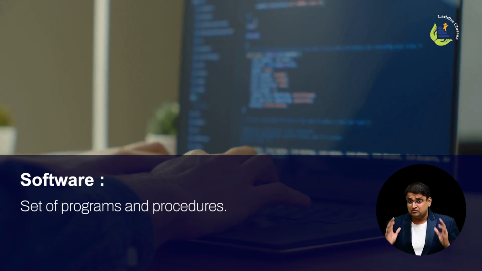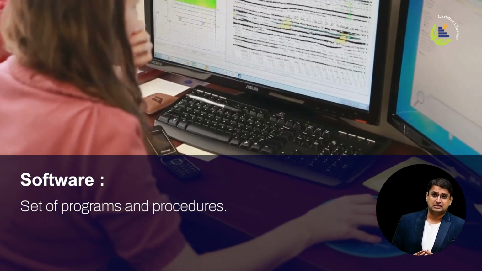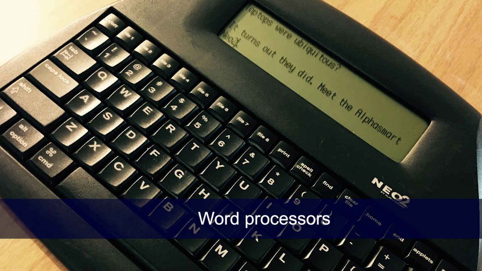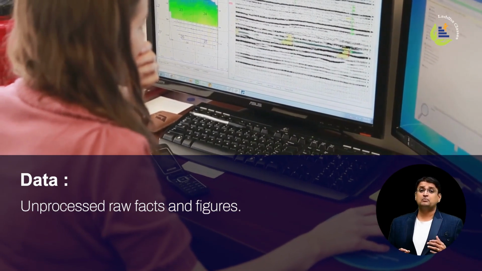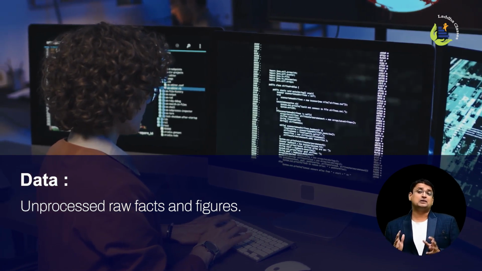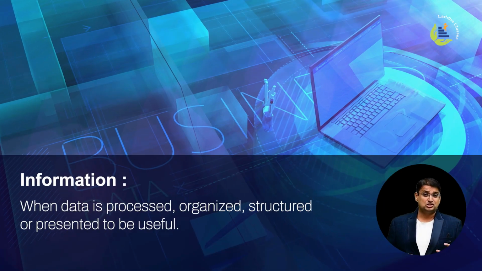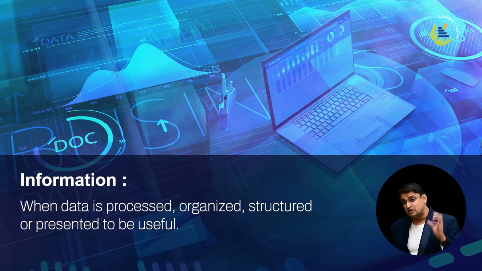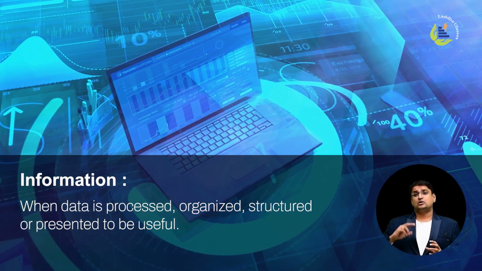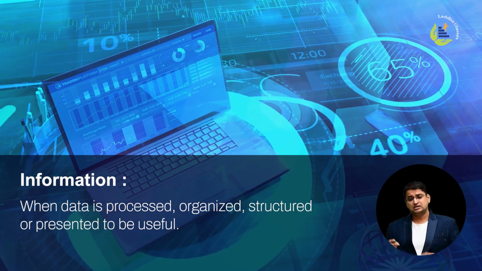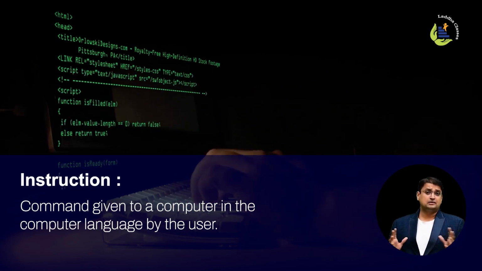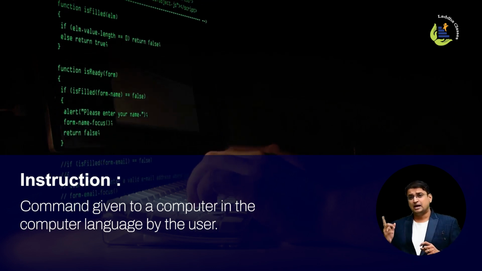Software. It is a set of programs and procedures. Software tells the hardware what to do and how to accomplish it. For example, web browsers, word processors, etc. Data. Unprocessed, raw facts and figures like numbers, text on pieces of paper are known as data. Information. When data is processed, organized, structured, or presented in a given context so as to be useful, then it is called information.